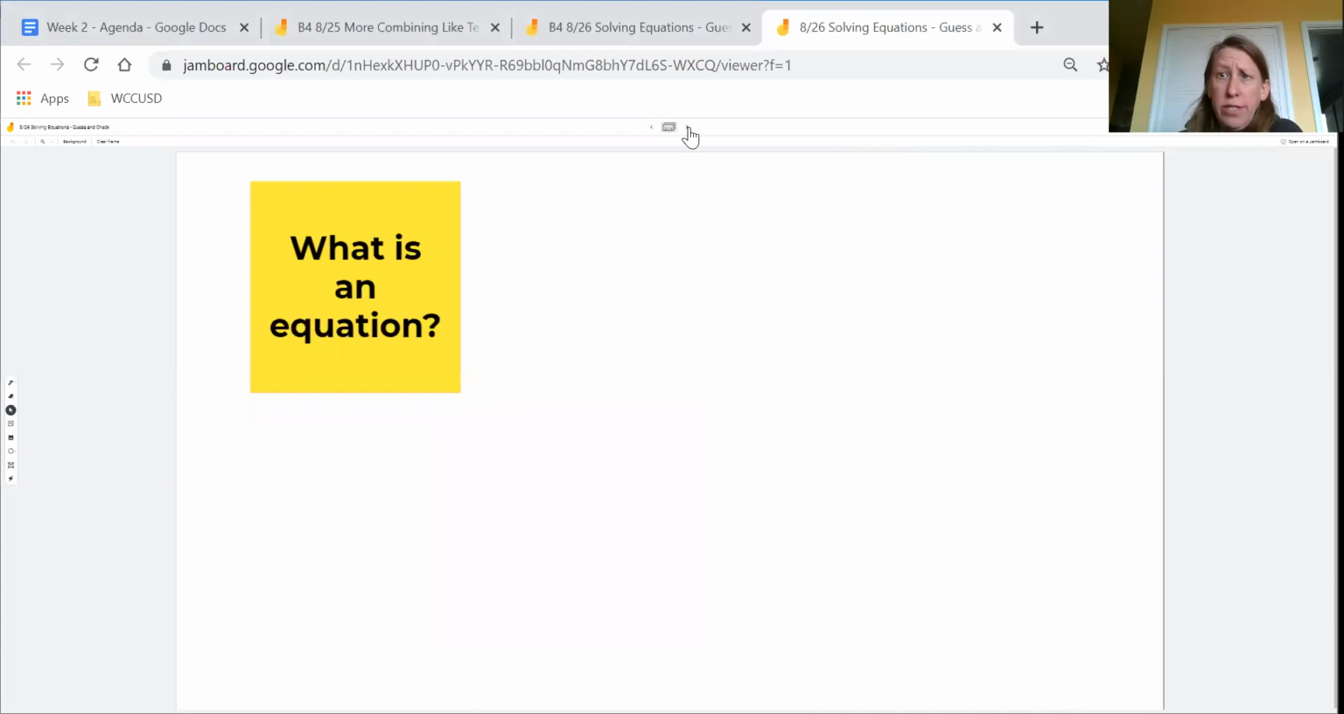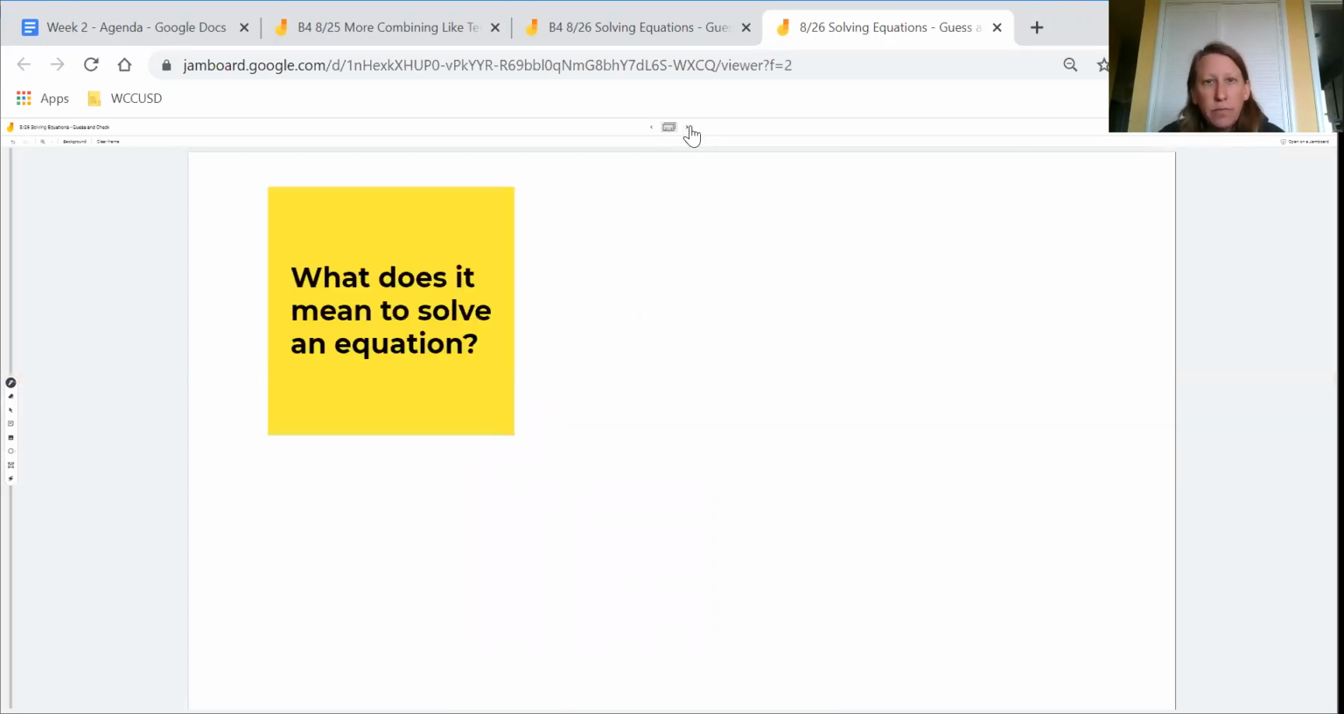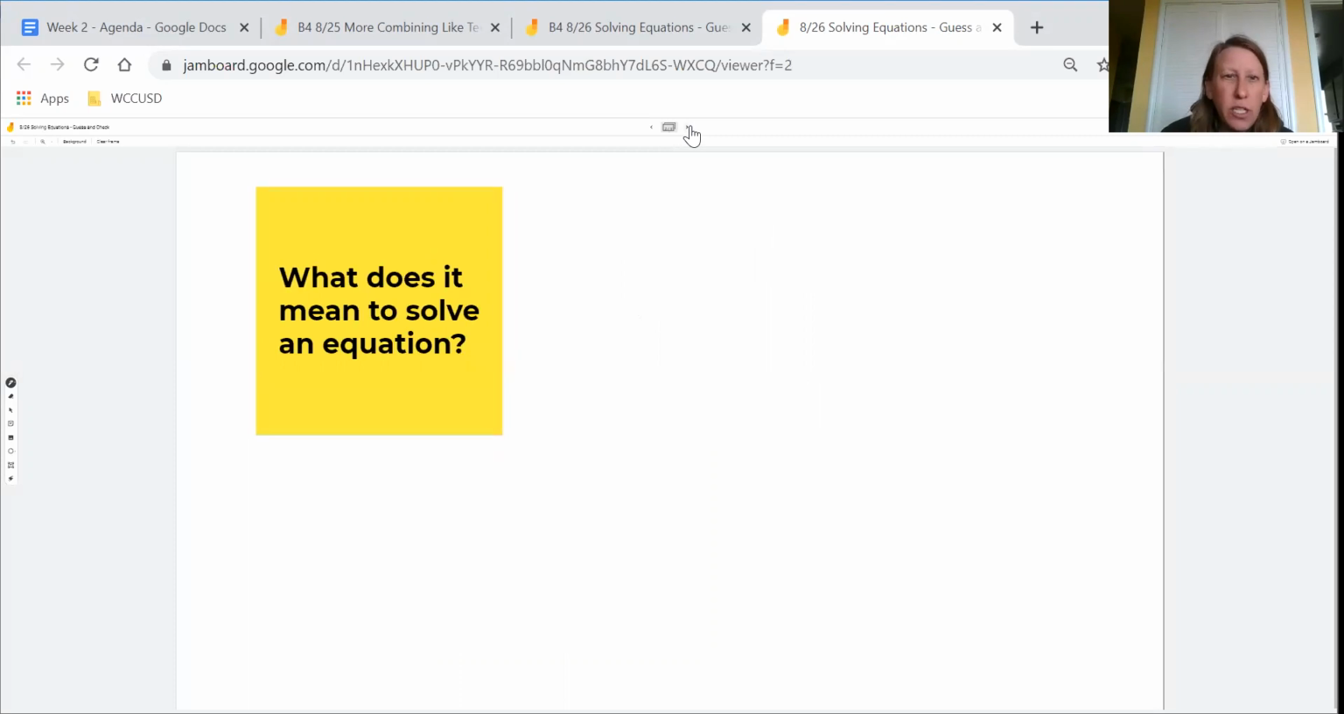So what is an equation? 3m plus 2 is not an equation. It is an expression. There's no equal sign in that math problem. How about 2x plus 1 equals 9? That's an equation because I said equals. So now I want to know what that equals. Math problems with equal signs are called equations.